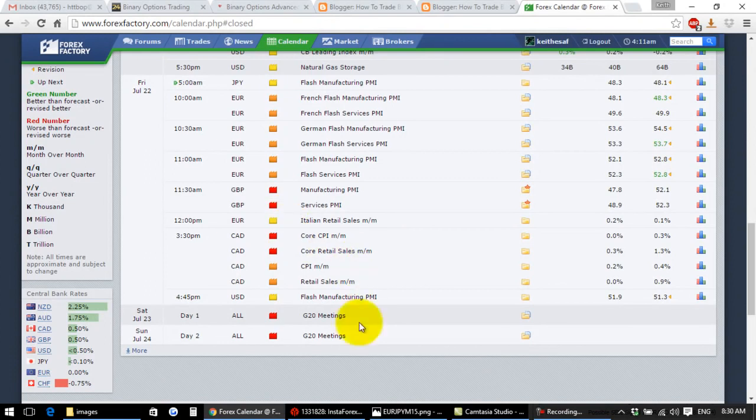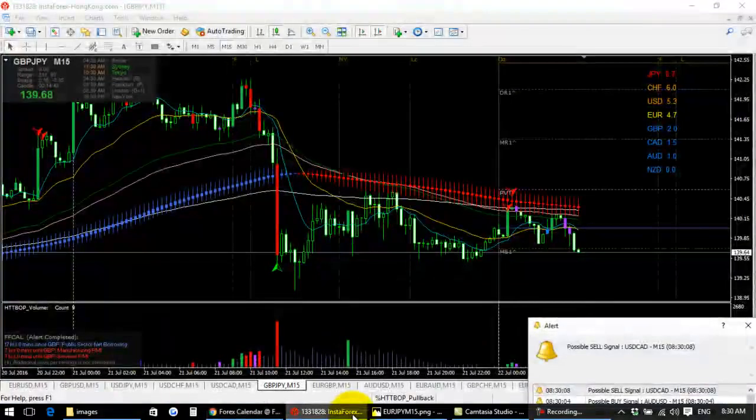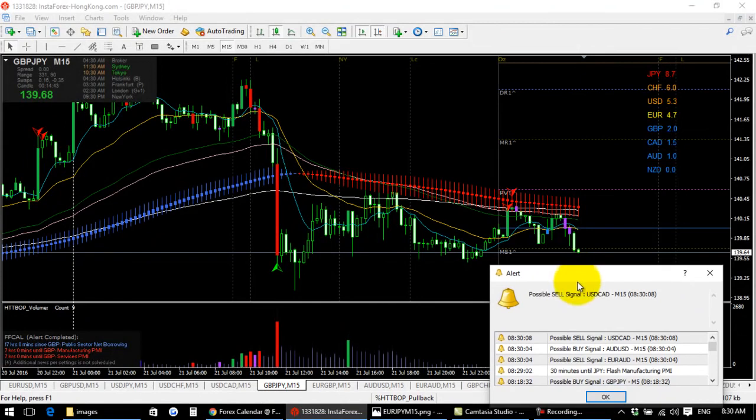Okay, so you can hear an alarm going off. I've got this set. Over there you can see that just came out: 30 minutes until Japanese yen flash manufacturing. So this is going to send you an alarm like that 30 minutes before that impact news. Now I don't trade anything 30 minutes before a high impact release and at least 30 minutes after a high impact news, because those high impact news can really move the market. Okay, so that is our Forex Factory Calendar.